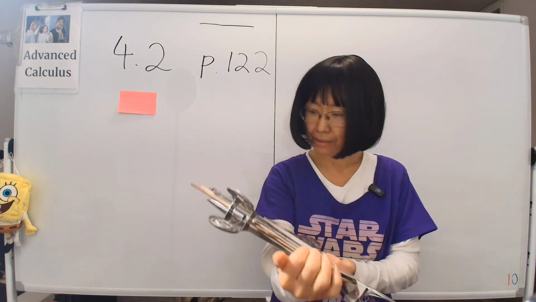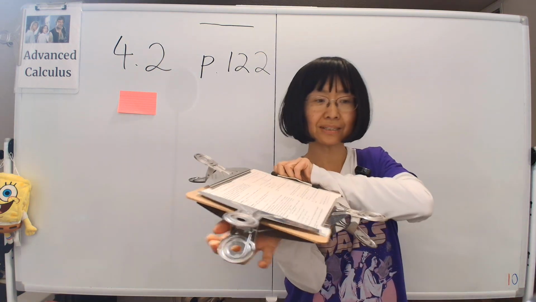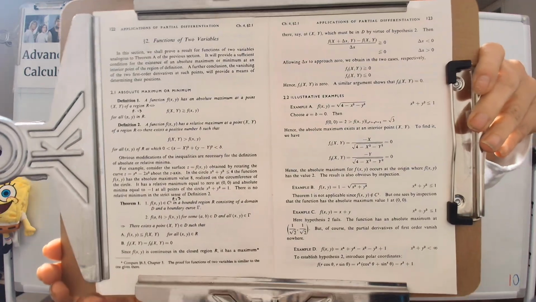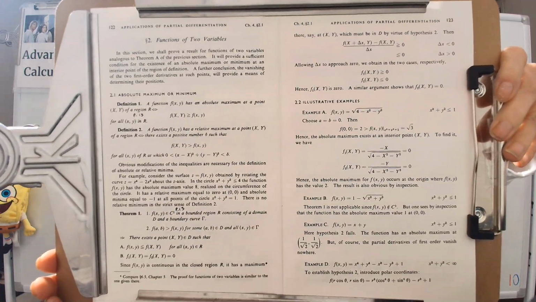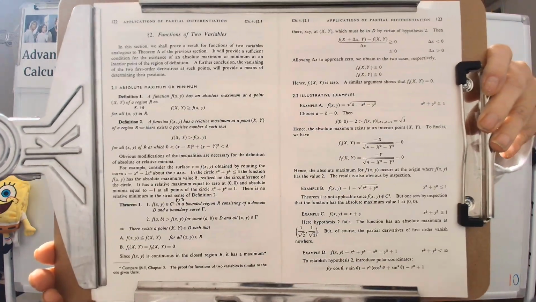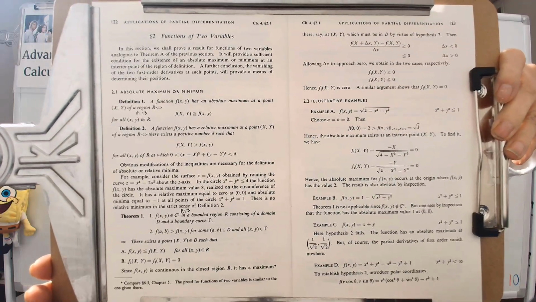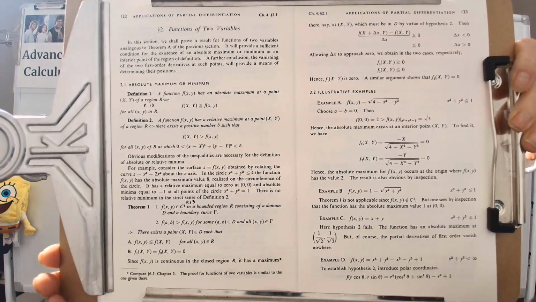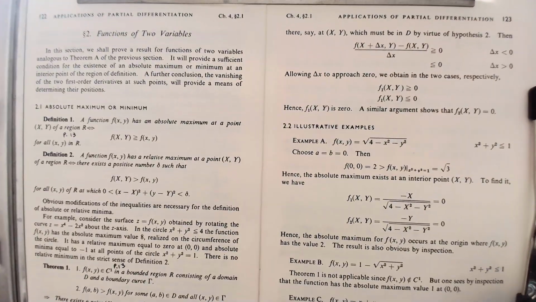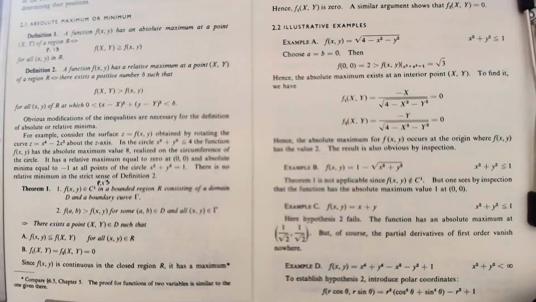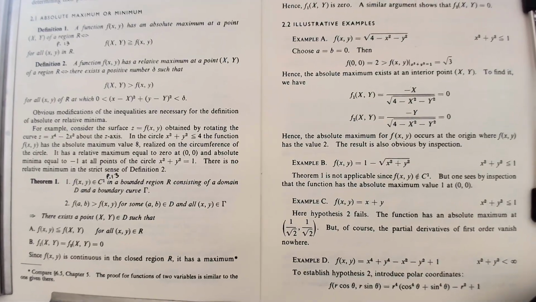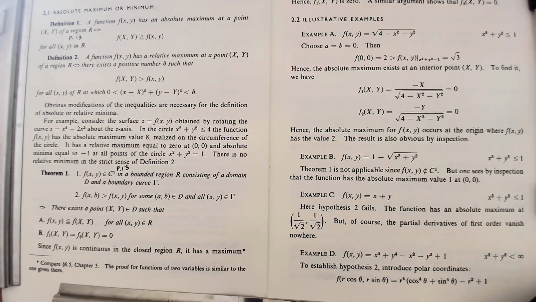Today we're going to do section 4.2. So first, let's look at the book. Let's see. We have that, is that right? Yeah, like that. Okay, and then let's get a little closer on top, and then on the bottom. That's good enough.